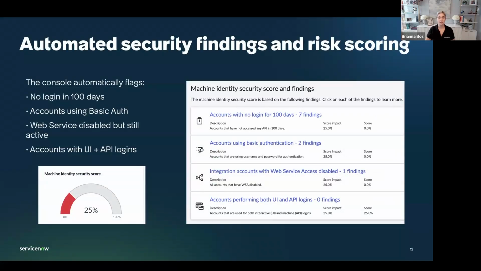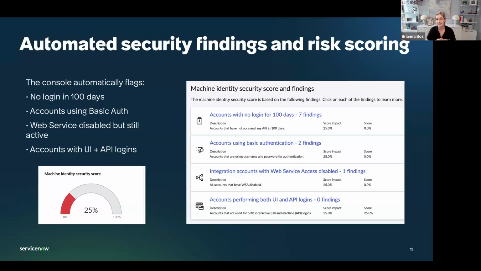And we also have automated security findings and risk scoring. So within the console, we are going to flag 4 different risks for now. Excited to see where this goes. But for right now, we're looking at accounts with no login for 100 days. So this will help you find any of those stale integrations that maybe were set up a year or two ago and it's not calling any APIs. So this will bring it to your attention so you can easily disable it. We have accounts using basic authentication, which I will come back to explain why that's a bad thing.